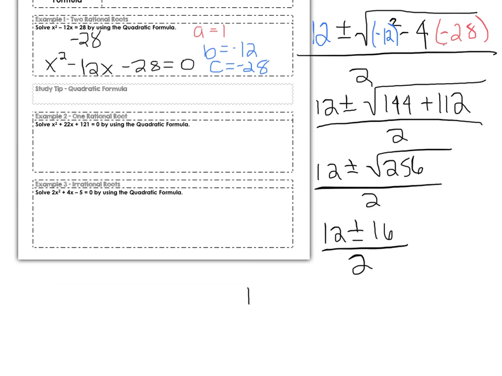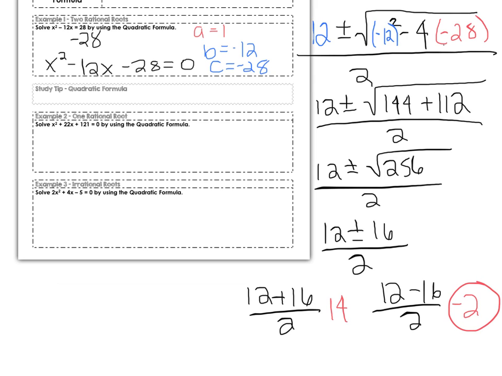We can break it up into our two cases where we have 12 plus 16 over 2, and 12 minus 16 over 2. And in our first one, 12 plus 16 over 2, that gets us 14. And in our second case, 12 minus 16 over 2 gets us negative 2.